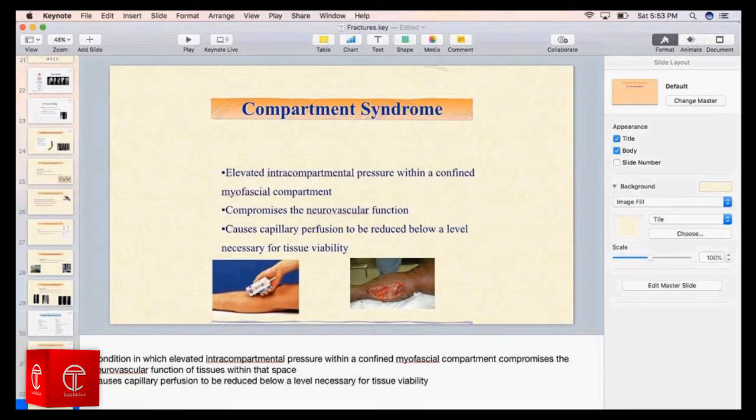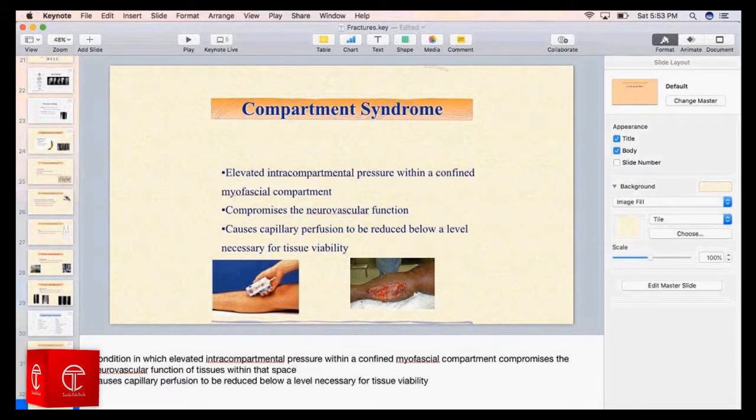Compartment syndrome is another entity, and the surgeon should be very much vigilant to diagnose it, because the diagnosis of compartment syndrome is most often clinical. Compartment syndrome, by definition, is an elevated intracompartmental pressure within a confined myofascial compartment.